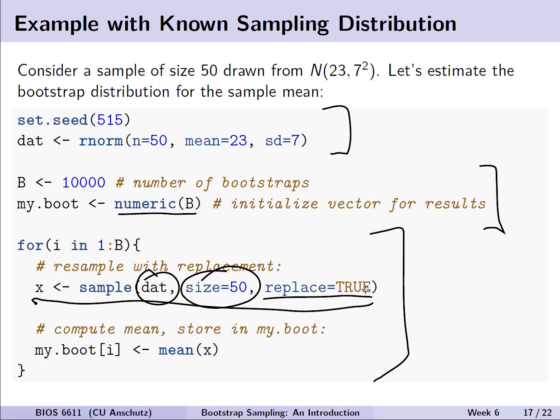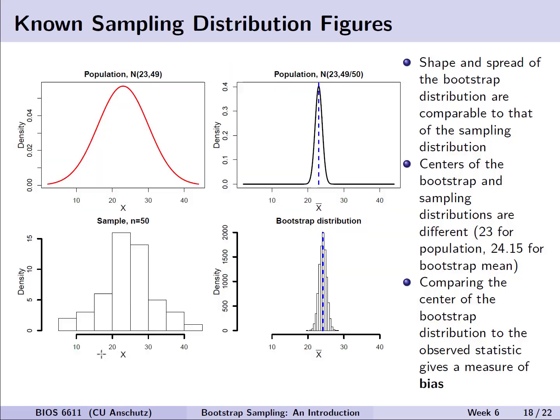Once we have that ith iteration in our x resampled bootstrap sample, we're then going to calculate our bootstrap statistic, in this case the sample mean, and we're going to store that in our my.boot object in its appropriate ith indexed location. And once R runs through all those calculations, we're going to have then a bootstrap distribution to look at. For example, we can draw some conclusions from this simple bootstrap implementation.